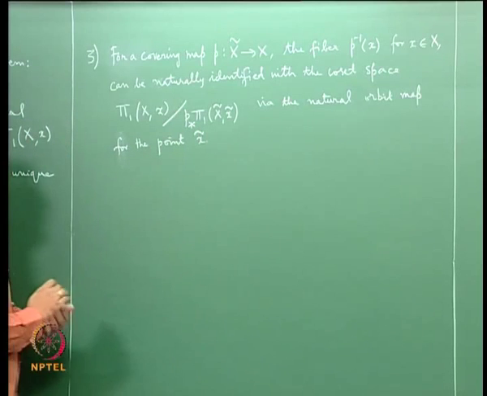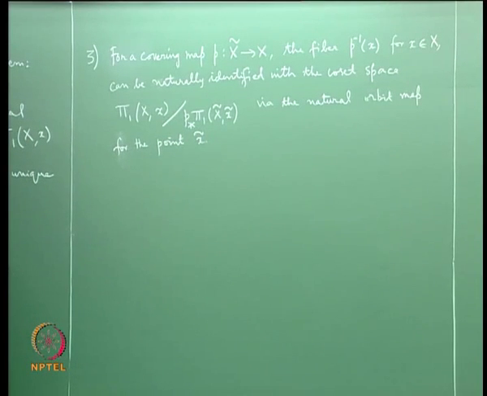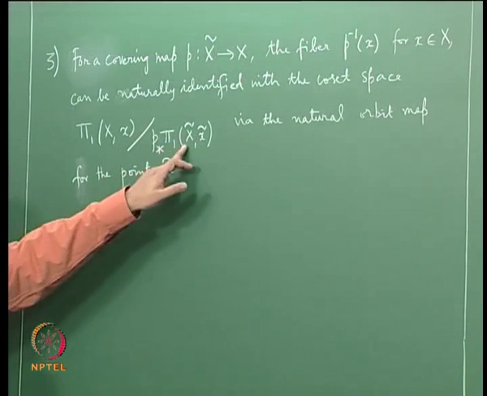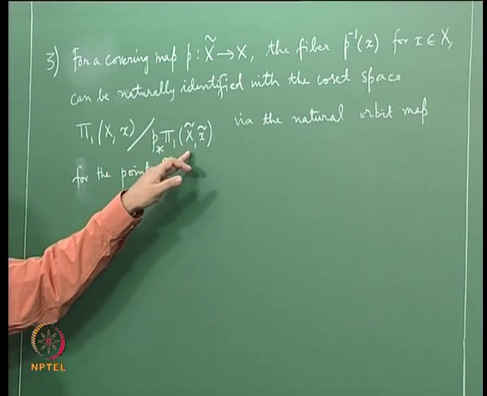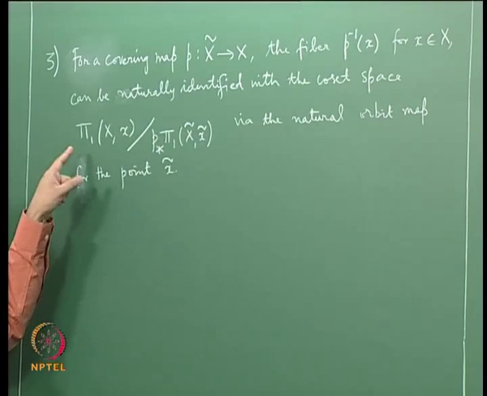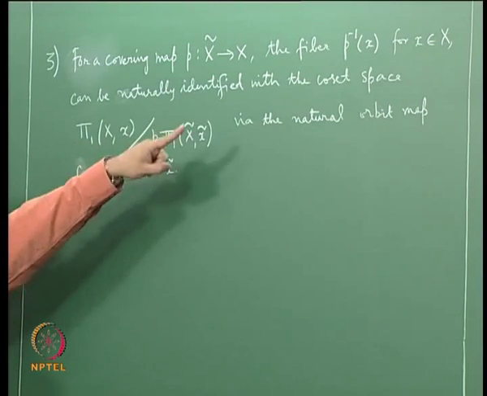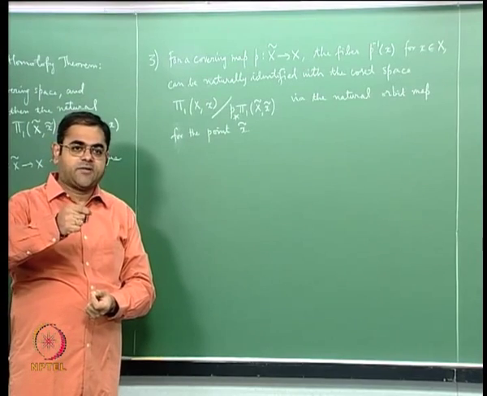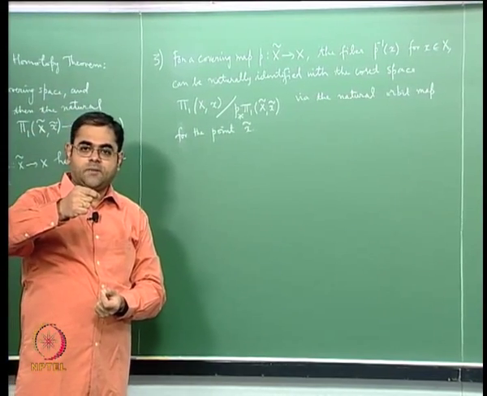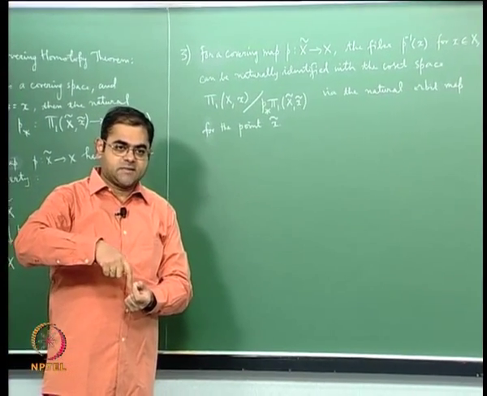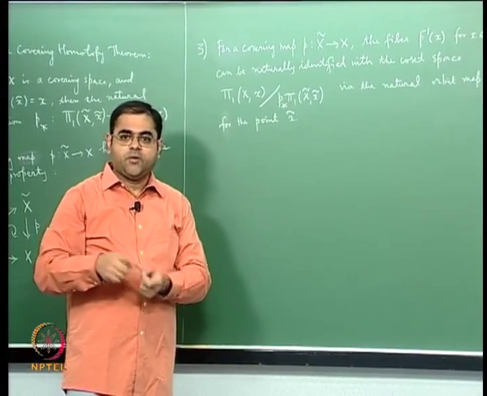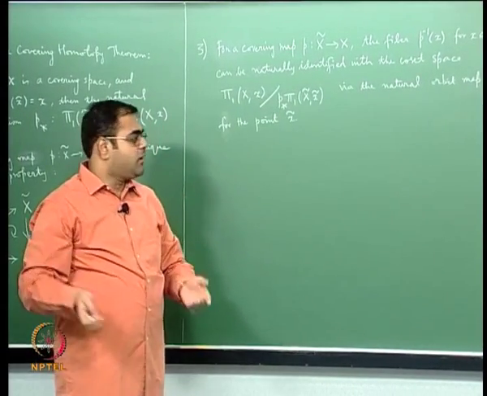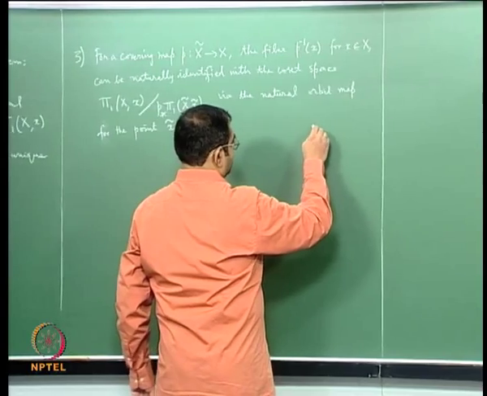So in particular, if this was a universal covering, then pi1 of X, the group above, is going to be a trivial subgroup, and what it will tell me is that the fiber over each point can be naturally identified with the fundamental group of the base space based at that point. So you get a very nice picture, namely the picture of a universal covering in this form.